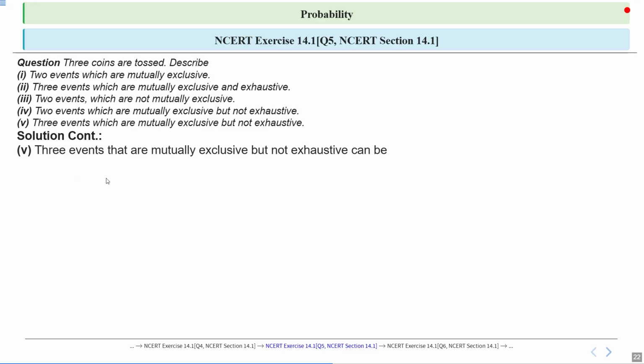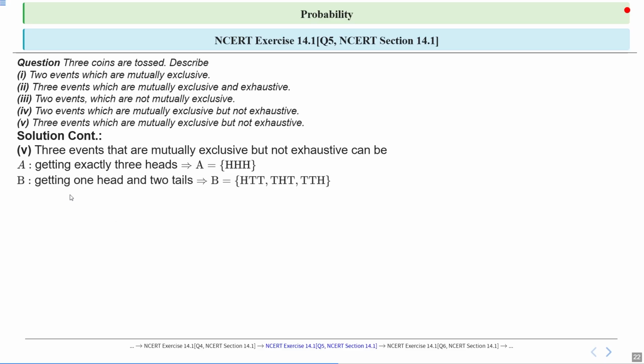Now three events that are mutually exclusive but not exhaustive can be: take event A like this, getting exactly three heads. So event A is the set HHH, and take event B, getting one head and two tails. So event B contains the sample points HTT, THT, and TTH, and take event C such that getting one tail and two heads. So C contains the sample points HHT, HTH, and THH.